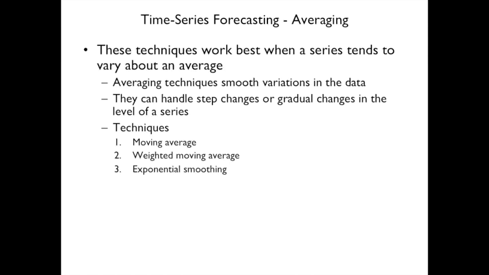So then you can use time series forecasts. This is where you take an average. There are different techniques to take these averages. They handle gradual changes and help to smooth out some of that randomness in the data. The first is a moving average, where you simply average the last few points. Then a weighted moving average, and then exponential smoothing.